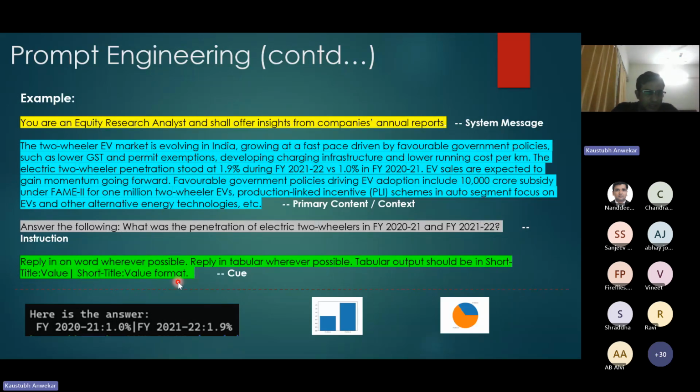Now when I run this, this is what I get as the response. FY 2020-21, this is the short title colon the value pipe, title colon value. Now this I can again take as an output. I can break it up in Python and I can create these graphs out of it, right?